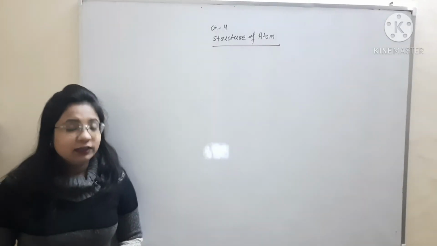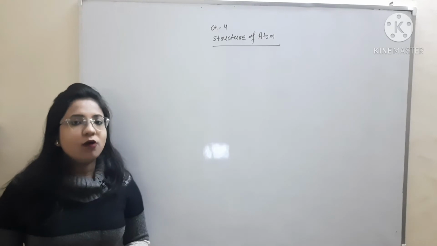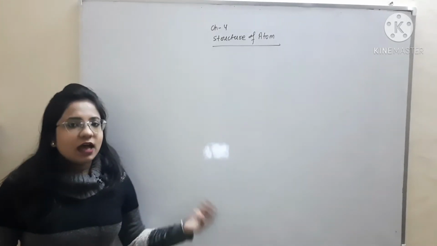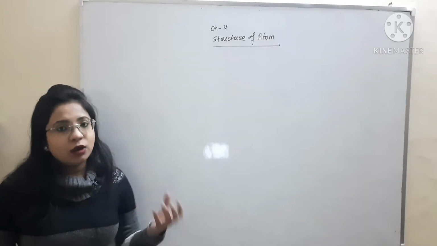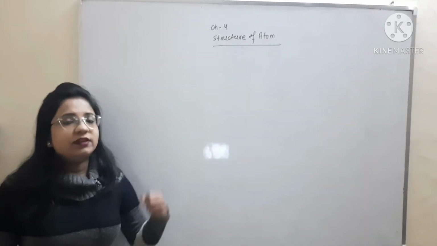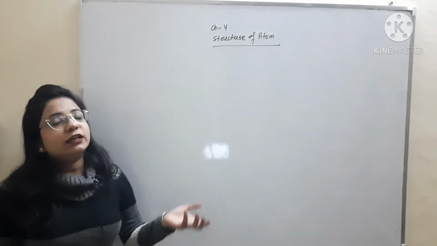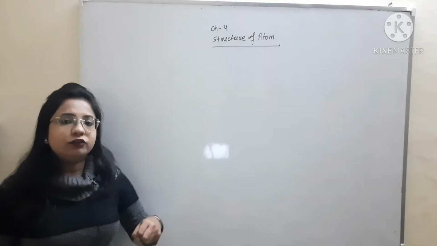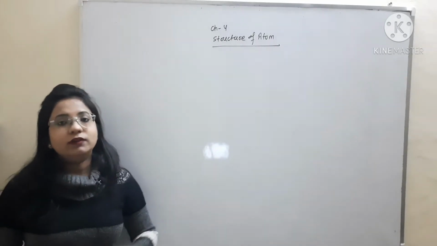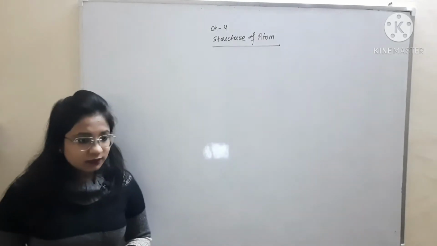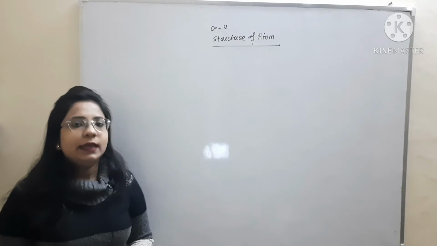Good afternoon, everyone. So, today we'll continue chapter 4, that is structure of atom. Now, in the last class, we were doing electronic configuration, how the electrons are present in various shells of an atom, and how many electrons are present in the last shell, and these electrons are called the valence electrons. After that, we discussed valency, which is the combining capacity of an element.